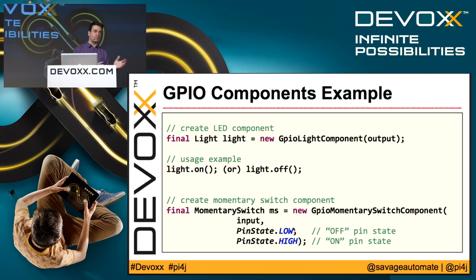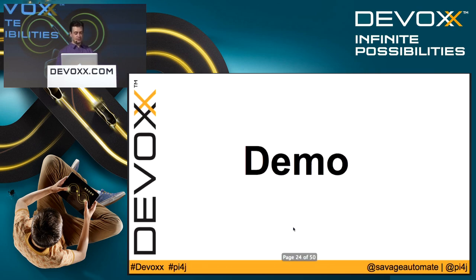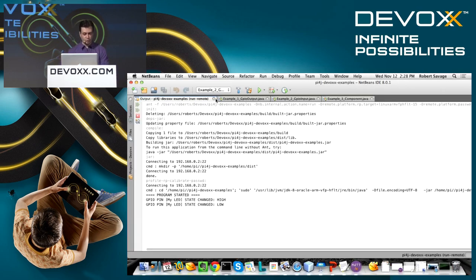And then throughout my program, I can still use on and off and it'll work. I don't have to care what high and low mean. So that's the benefit of using GPIO components. So we're going to switch to the components demo. And functionally, this isn't going to be anything different than what we just saw.